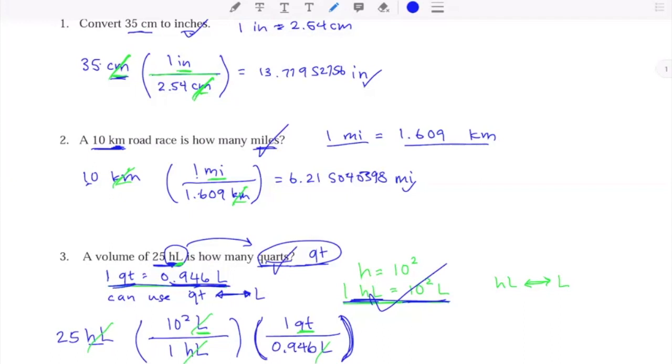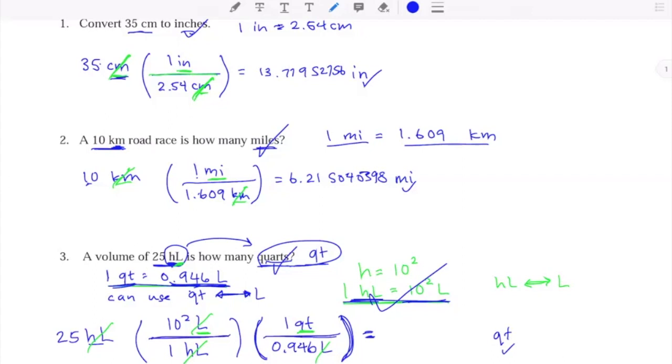So once the units check out, you can write an equal sign, leave space for the number, and then you have the units you're going to, QT, quarts. Once the units check out, you can go to the calculator. Only after the units check out. So this is going to be 25 times 10 squared times 1 divided by 1 divided by 0.946.